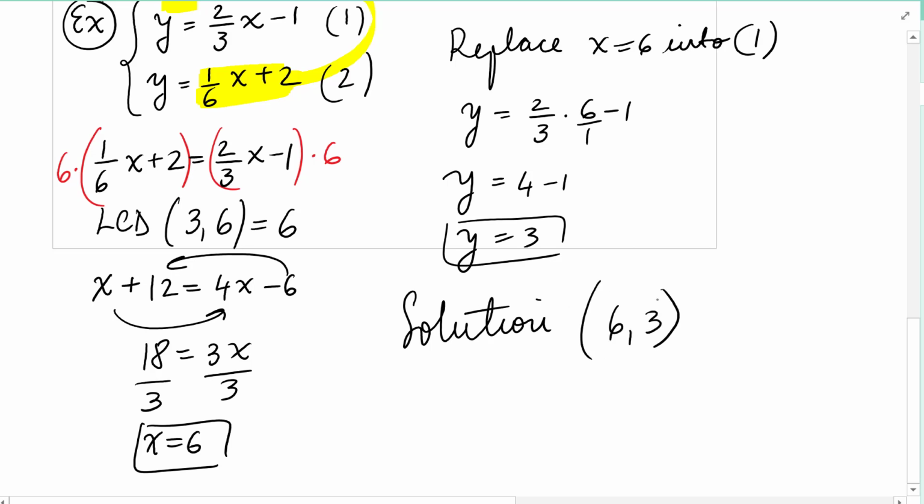And again, if we replace x with 6 here, we get 4 minus 1, we get 3. So y equals 3, that's correct. If we replace x with 6 in the second one, we get 6 times 1 over 6, that's 1, plus 2, it's 3 again. So it does satisfy the equation.